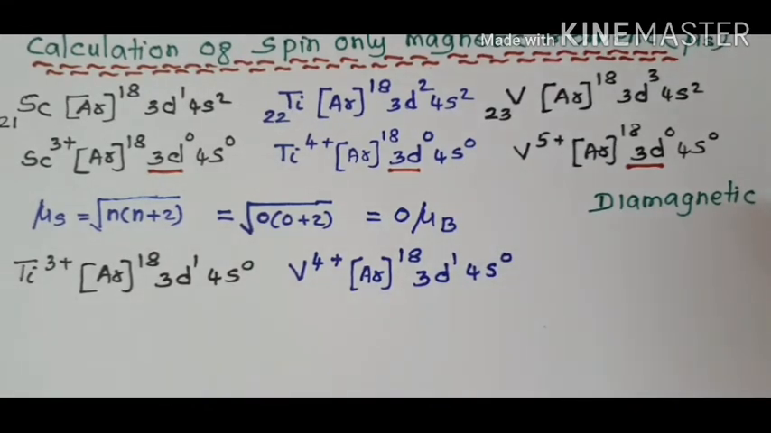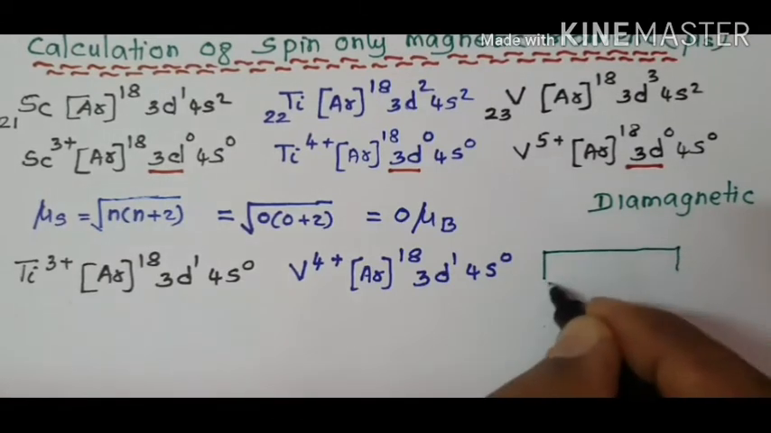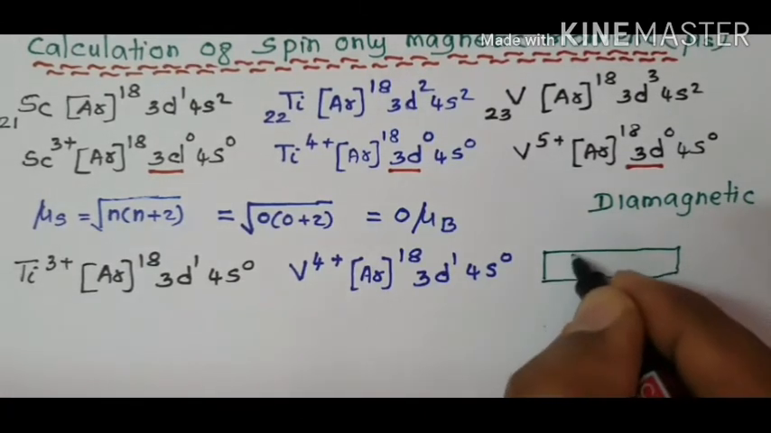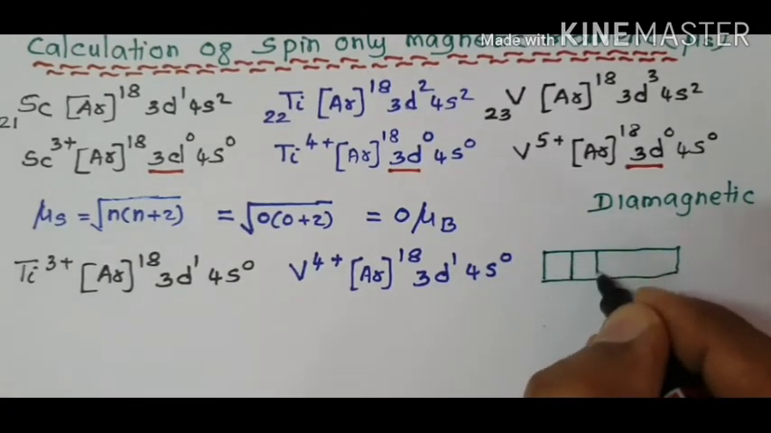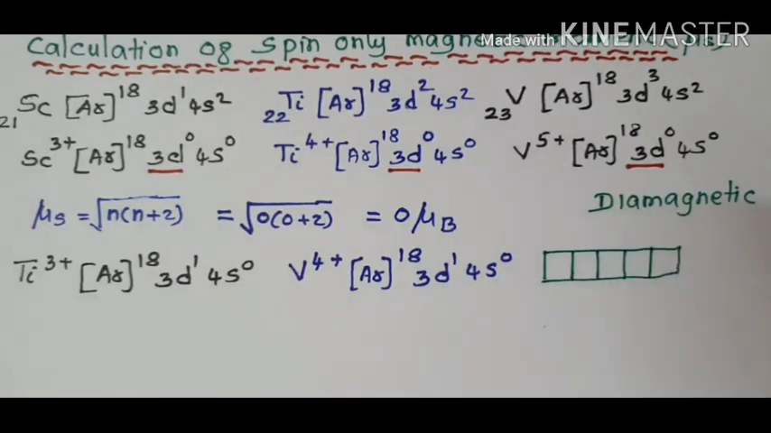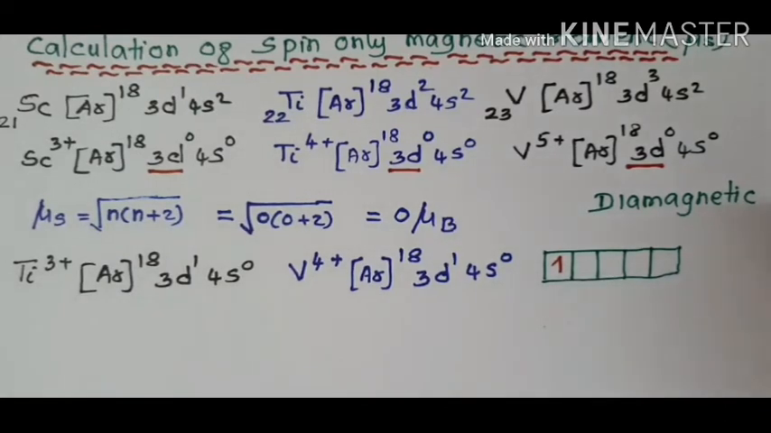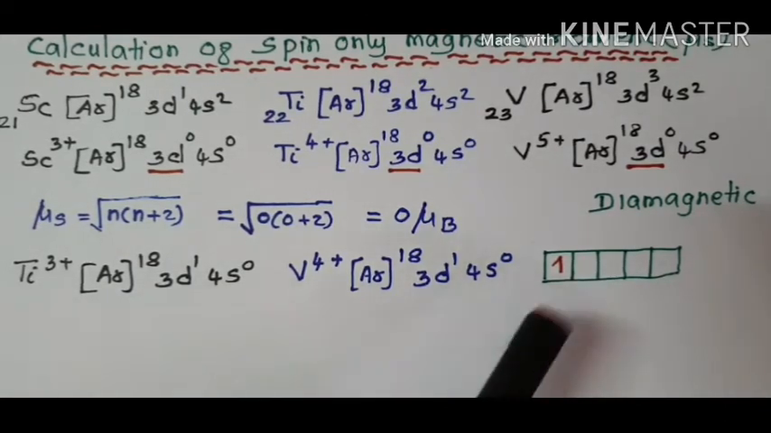Both titanium 3 plus and vanadium 4 plus contain 1 electron in the d orbital. Fill the 1 electron according to Hund's rule: dxy, dyz, dzx, dx squared minus y squared, dz squared. We have only 1 electron. That electron enters the first orbital. Number of unpaired electrons equals 1.